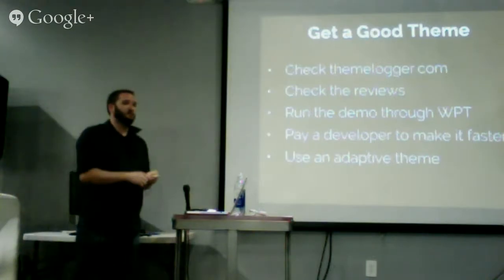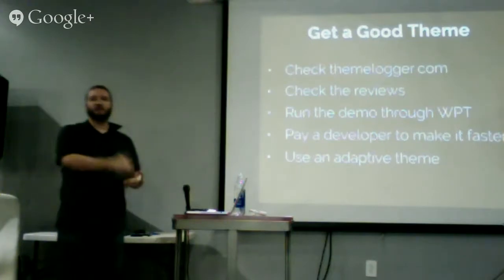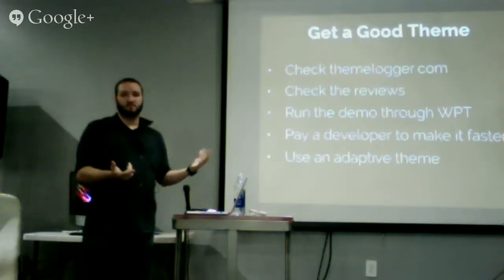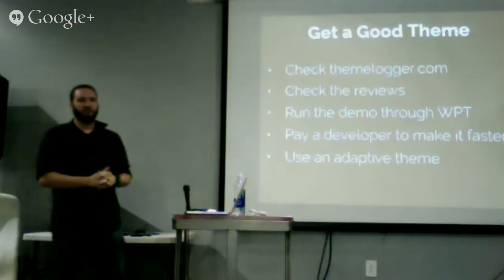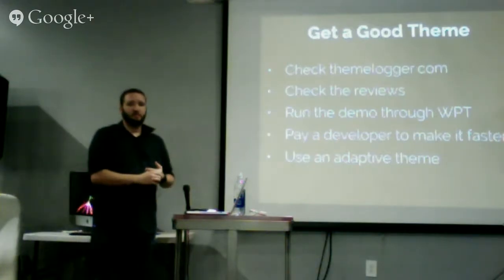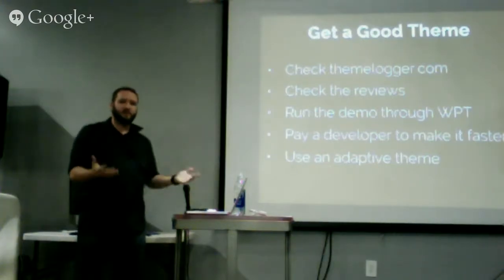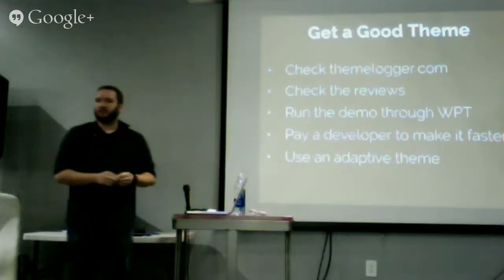There's a couple ways to go about this. There's a website called themelogger.com. They actually get themes and run them through Google PageSpeed Insights and publish the results. It's very similar to what WebPageTest would recommend you do with a theme. You can also check the reviews for a theme. You can take a demo page for a theme, run it through WebPageTest, and see if you like what it says. And you can also pay a developer to make it faster.